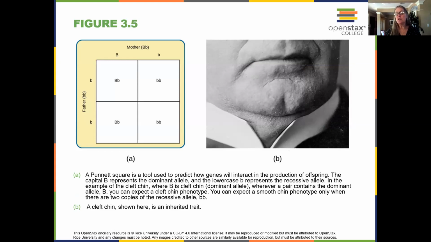because the cleft chin is one of the few features that appears based on just one gene. So in this example that your book gives you, the mother obviously has the cleft chin.